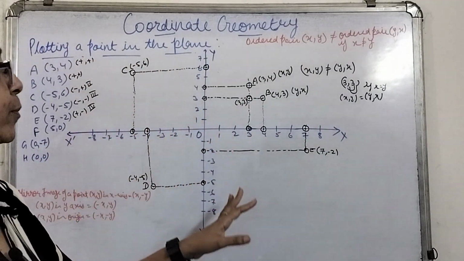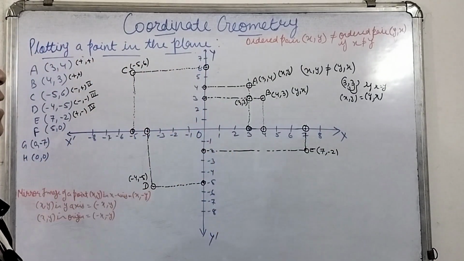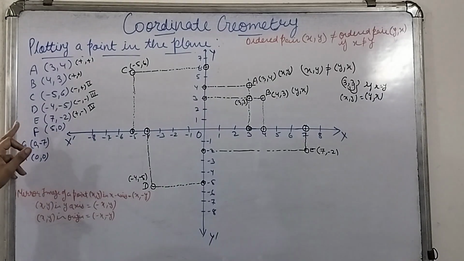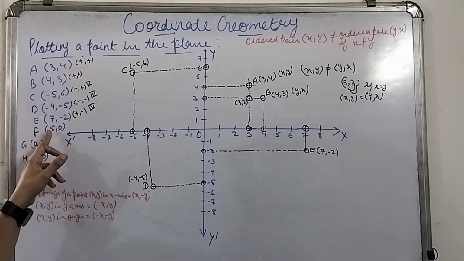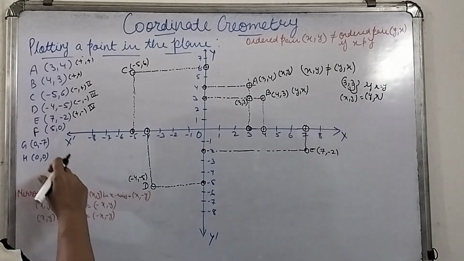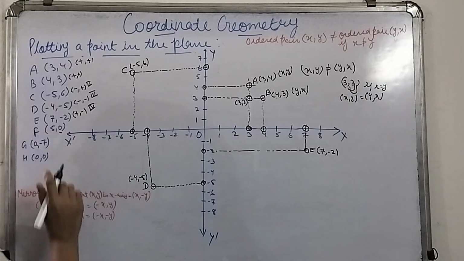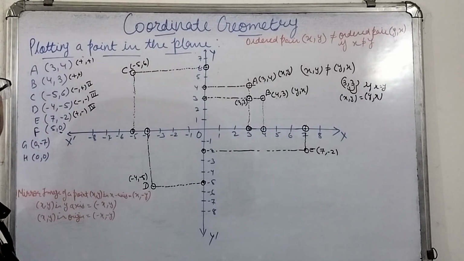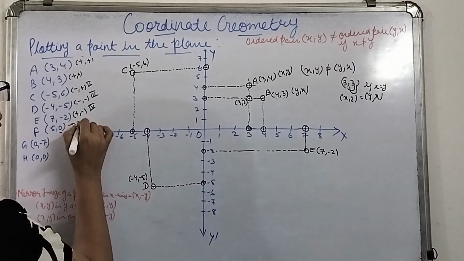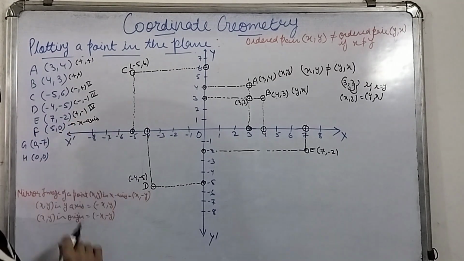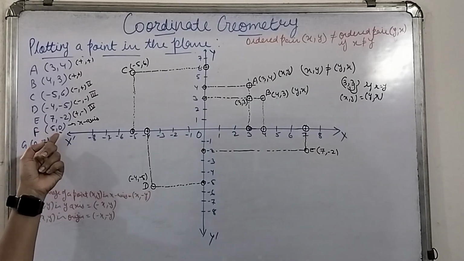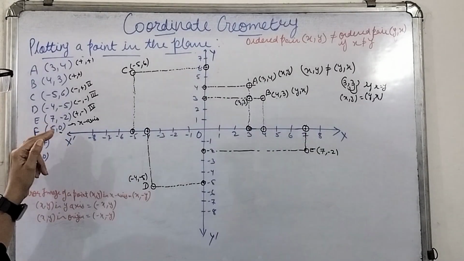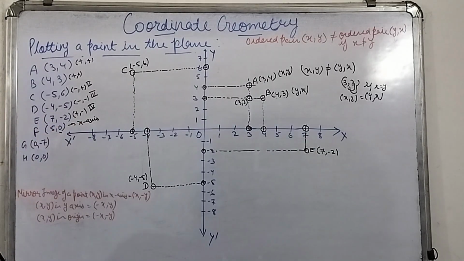This is how we will be plotting the points if coordinates are given to us. Now let's see the point 5 comma 0. This is the point F, that is your 5 comma 0. Over here we can see the y coordinate is 0, and if y coordinate is 0, the point will lie on the x-axis. We have already seen that if the y coordinate of the point is 0, in that case the point will lie on the x-axis.